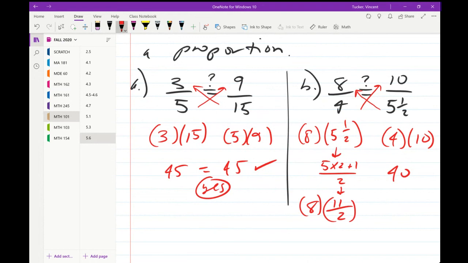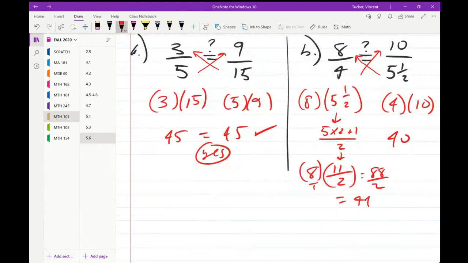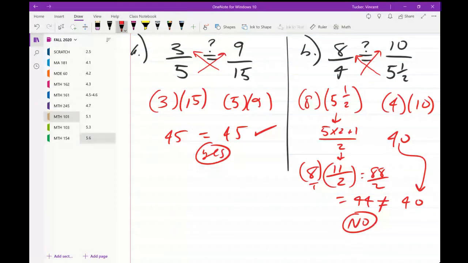times 8. We're going to just multiply across. 88 divided by 2, and that is 44. So we have 44, and we're comparing it to 40, and that is not equal. So no, it does not form a proportion.